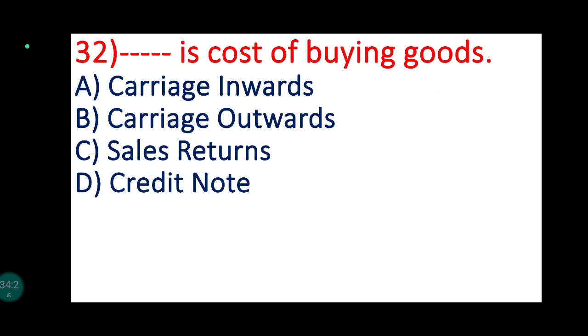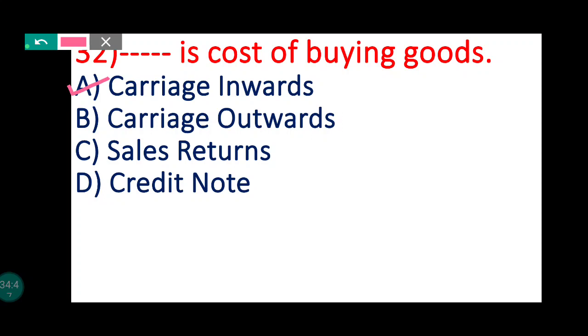Dash is cost of buying goods. Dash is cost of buying goods. So answer is A. Remember students, don't make mistake in this.